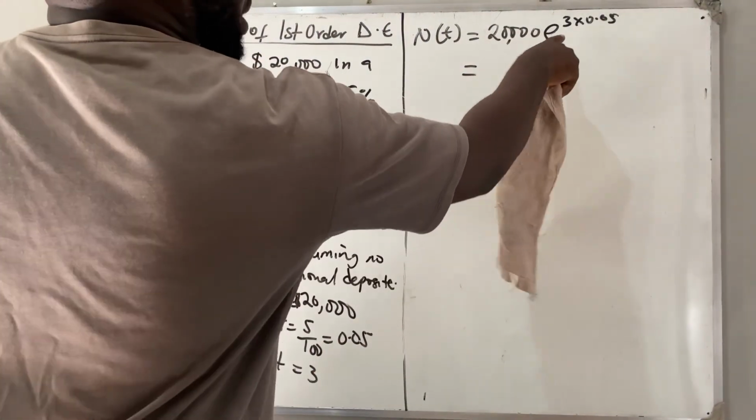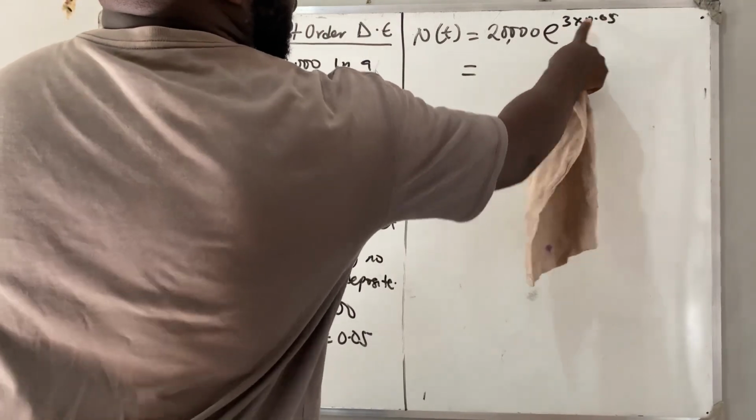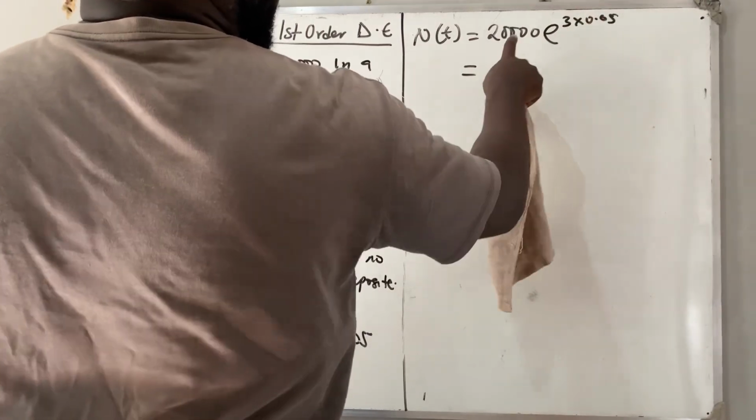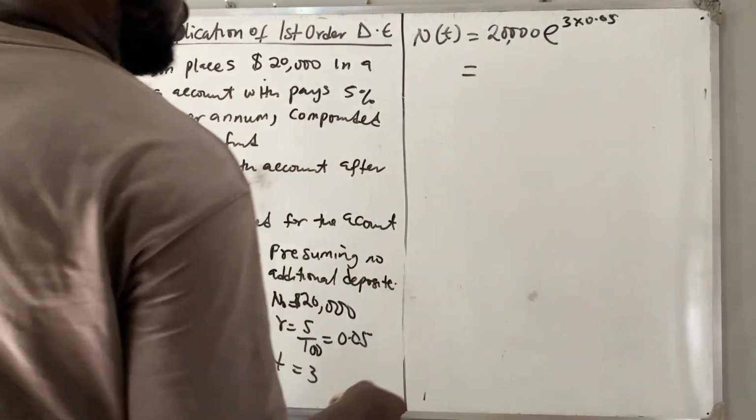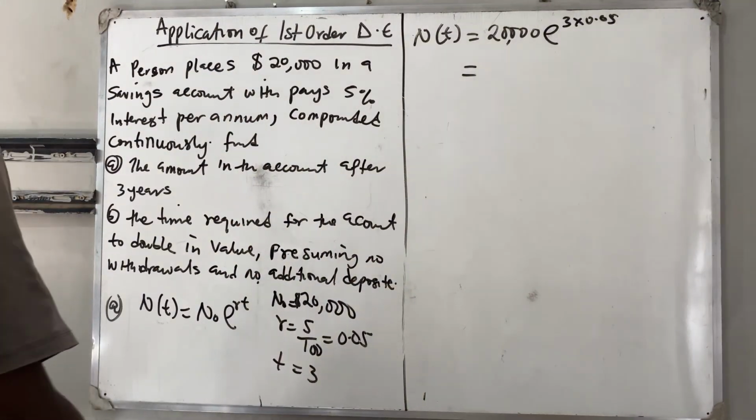Just press 3 times this. You now press exponential of this. Then 20,000 times that answer will now give you the final answer. Okay? So that is that.